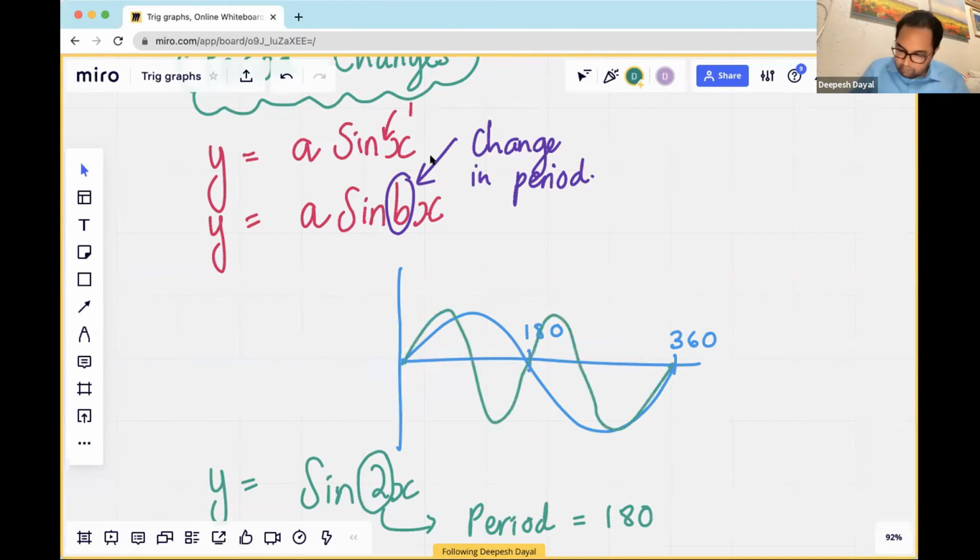Can you see? I've got one graph here and another one here. And the period changes to 180 degrees. Here's the period here. 180 degrees, right?